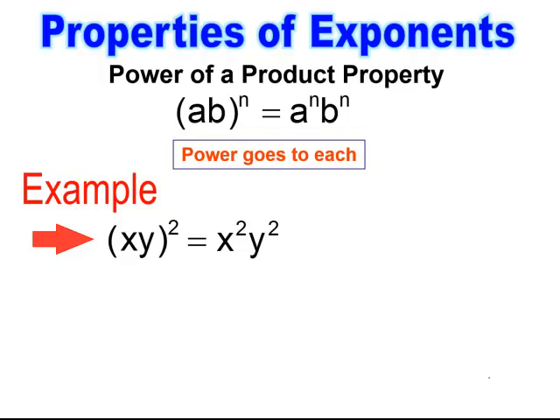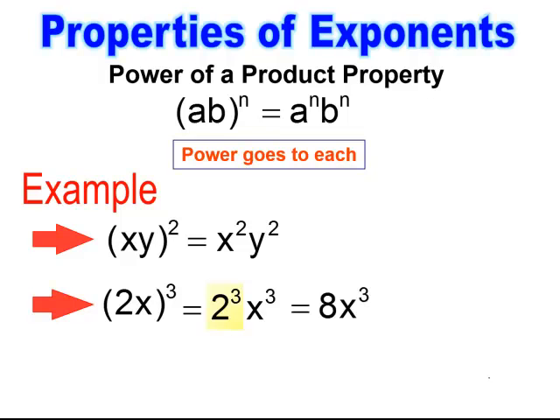So I end up getting x squared, y squared. Be careful when you have a quantity raised to a power, and inside you have a number. That number needs to get that power. Don't miss the numerical part. So when I do this, I'm going to end up getting 2 to the 3rd power, x to the 3rd power. Now you're going to need to simplify the 2 to the 3rd power, and remember, 2 to the 3rd power means I have 2 times 2 times 2, which will multiply to 8.